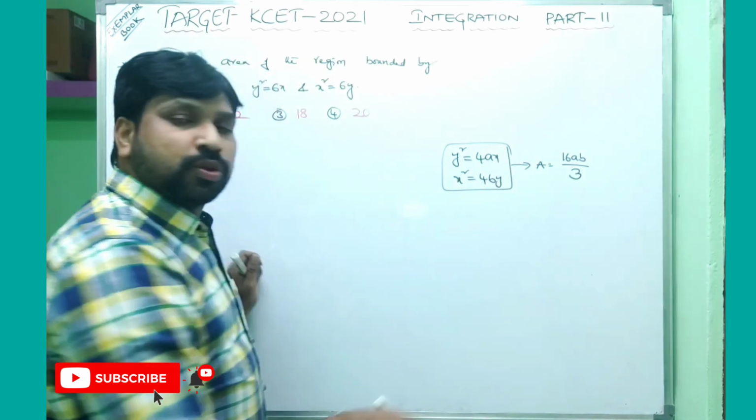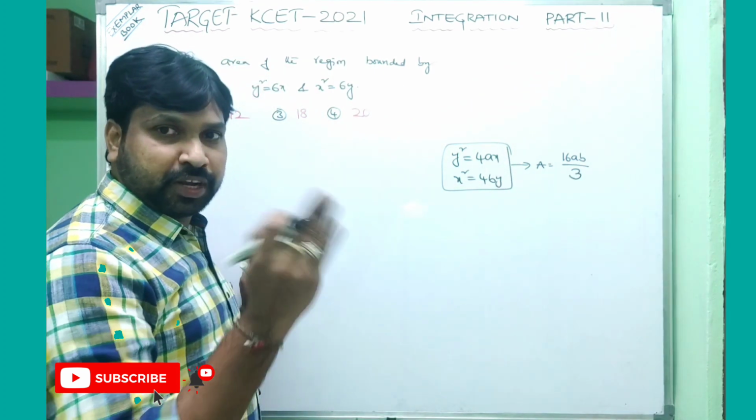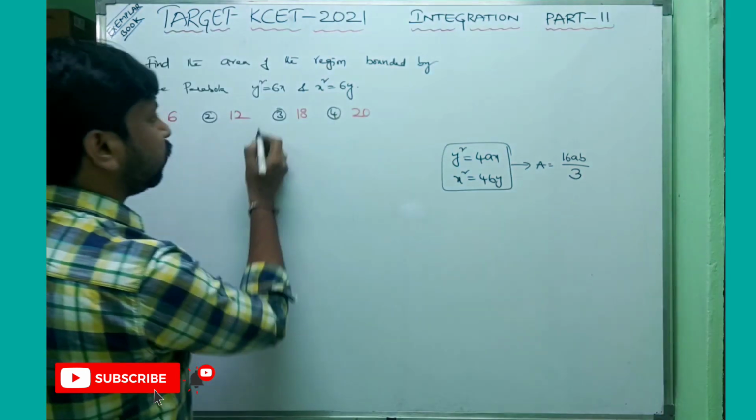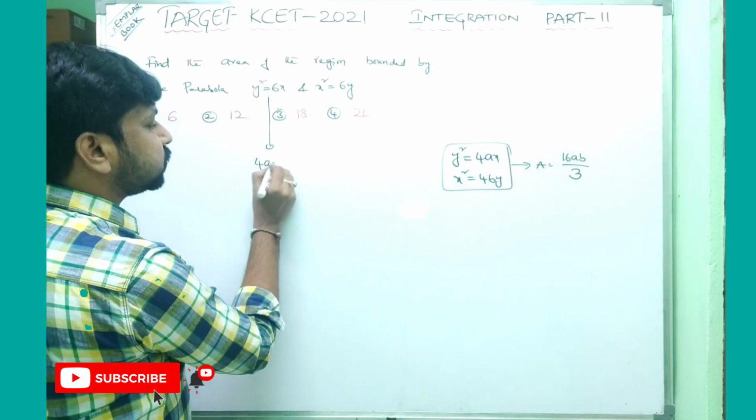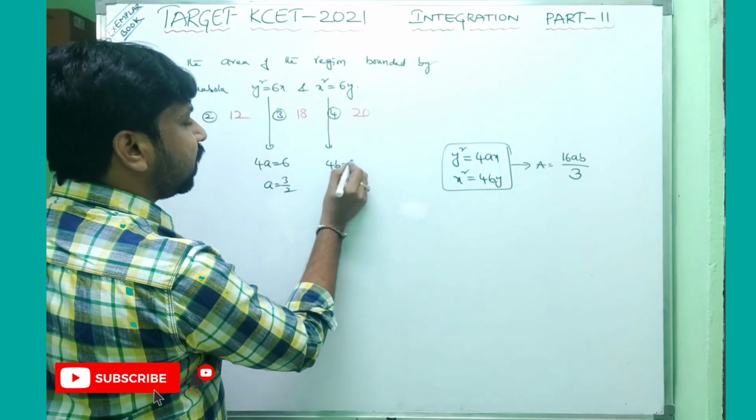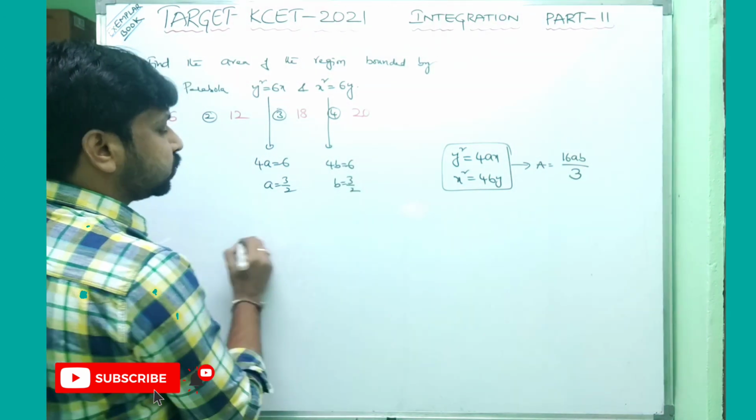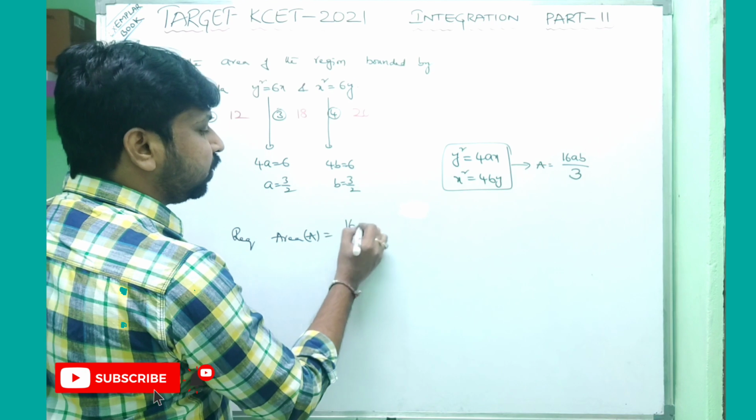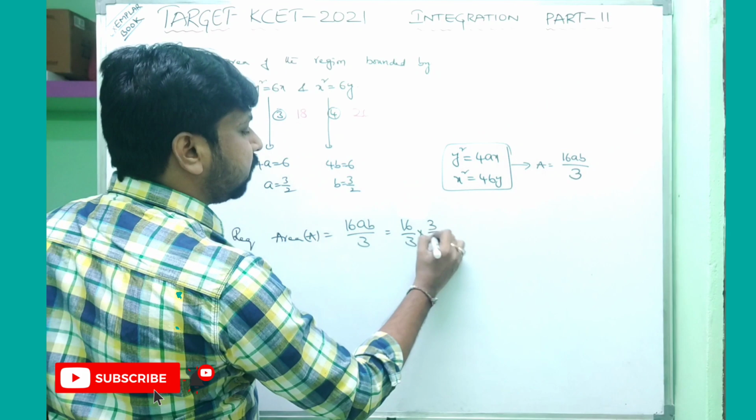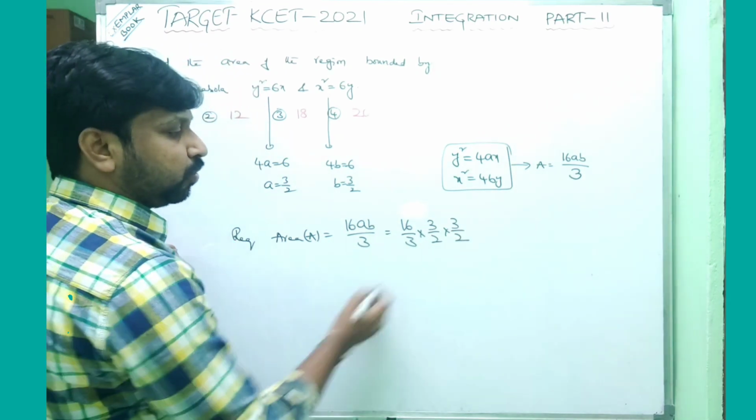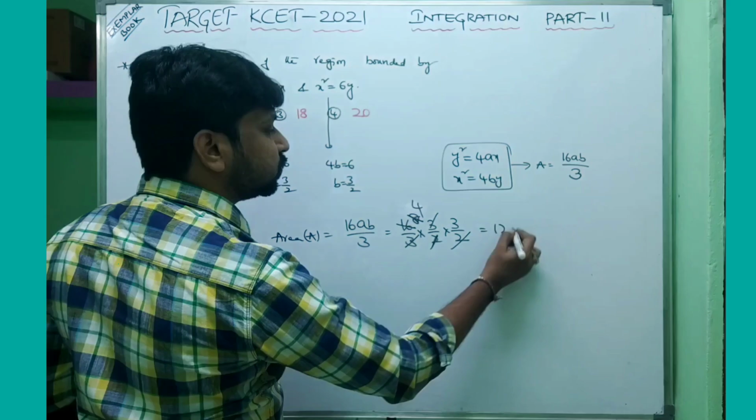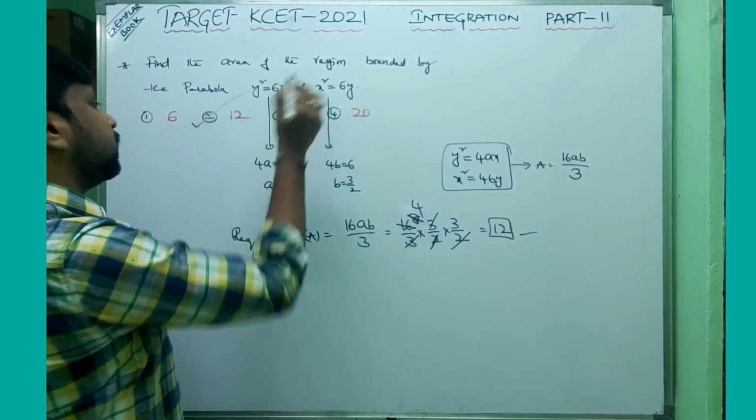This collection of shortcuts is also given in the first part of applications of integration. Please look into it once carefully. So 16ab by 3 is your answer. That is what you are going to write here. From here 4a is equal to 6 and hence a equal to 3 by 2. And 4b is equal to 6 and hence b is also 3 by 2. So the required area is nothing but 16 into ab by 3, and hence 16 by 3 into 3 by 2 into 3 by 2. 3 gets cancelled, 2 8s are cancelled, so 2 4s are cancelled. 4 into 3 is equal to 12 square units is your answer.